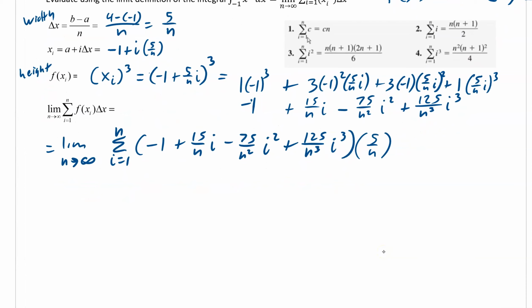All right, and so we're going to distribute that 5 over n now. So limit as n approaches infinity of the sum of i equals 1 to n. And then we distribute. So negative 5 over n plus 5 times 15 is 75 over n squared i. Minus 5 times 75 is 375 over n cubed.